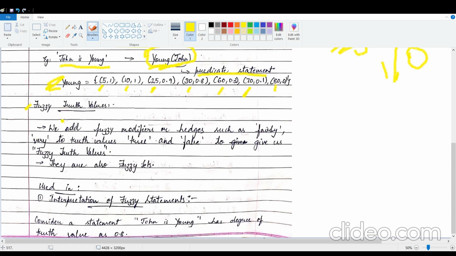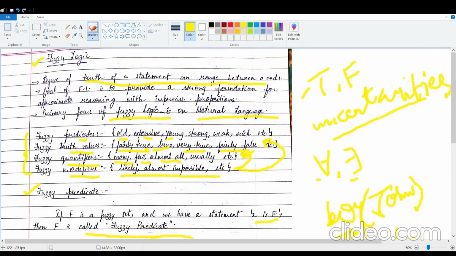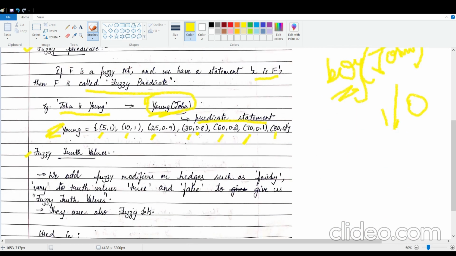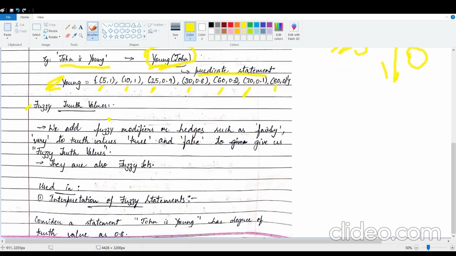So how are these fuzzy truth values even formed? We already saw that they are not just about true or false anymore. We have fairly true, very true, fairly false, and so on. These fuzzy truth values are formed by using fuzzy modifiers or hedges. They both mean the same thing. These are added to your true or false, and that's how you get your fuzzy truth values.